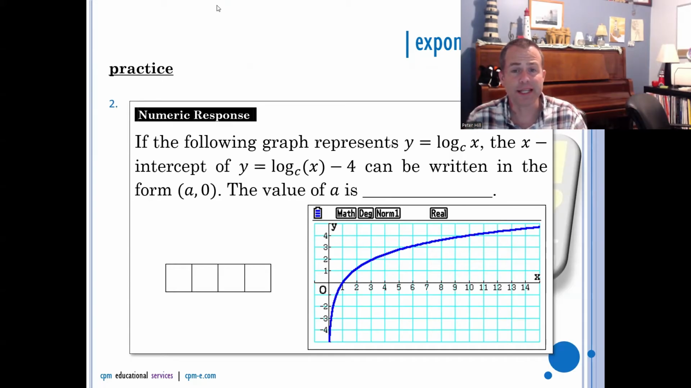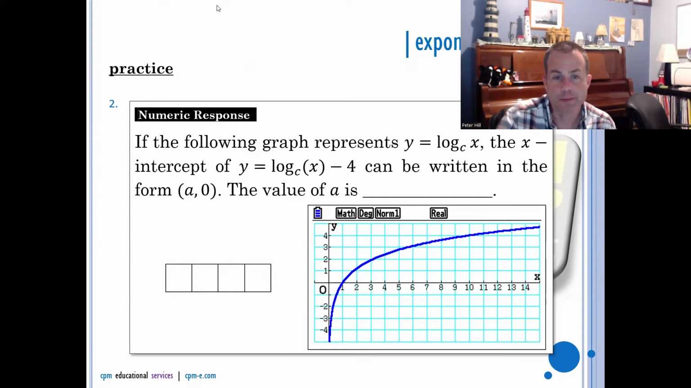Well, essentially, I'm taking the graph that I see and I'm moving it down 4. And then I'm being asked, what will be my new intercept? So I want to look at where my original graph hits at 4. That point is going to move down 4, so it's going to be at 0. So the value of a would have to be 0.